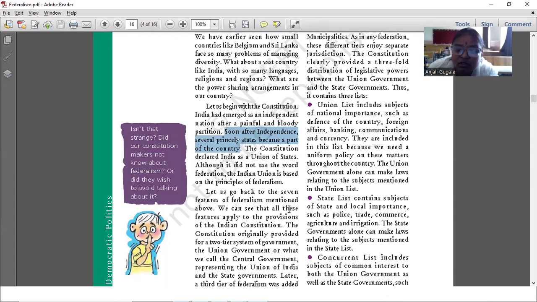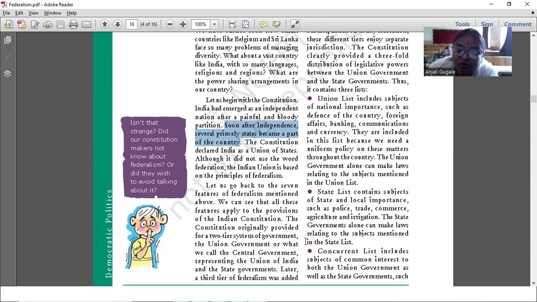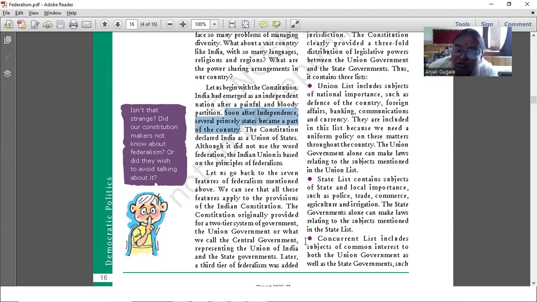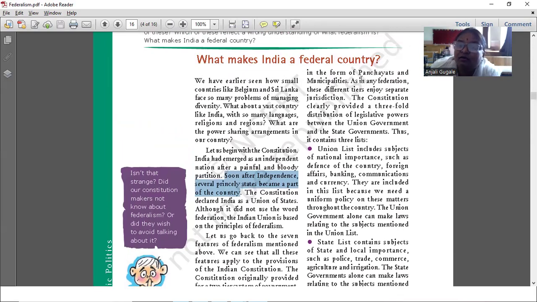We can see that all these features apply to the provisions of the Indian Constitution. The Constitution originally provided for a two-tier system of government: the union government, or what we call the central government, representing the Union of India, and the state governments. So when two tiers are there, it means India was a federal country. Later, a third tier of federalism was added in the form of panchayats and municipalities.